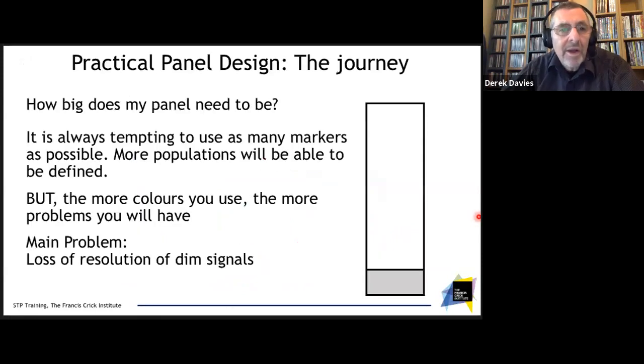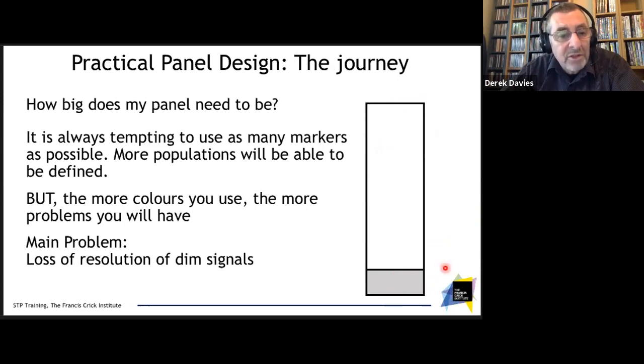So the question, of course, is, how big does your panel actually need to be? And as I said, it's always tempting, isn't it, if I've got a 20-color flow cytometer, to try and design a 20-color panel. But as I hope I've shown you already, you're getting the impression that the more colors we add, the problem is we start losing resolution, and that means our dim signals are harder to see. So if we go back to that example of the PE channel I showed you with that 4-color experiment, if we think of the PE channel as a sort of rain catcher, okay, if I run unstained cells, I'm going to have a level of autofluorescence.